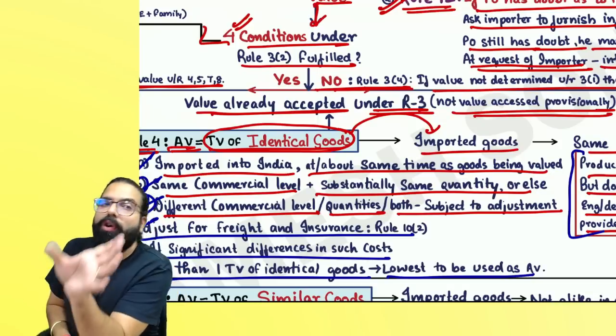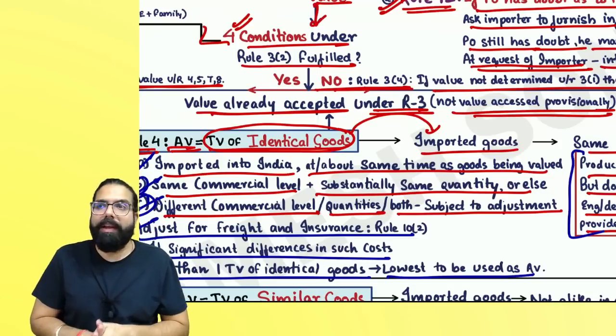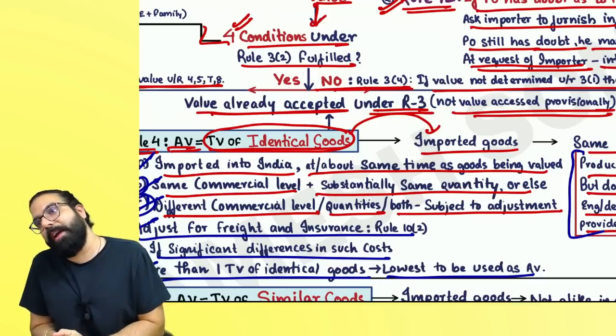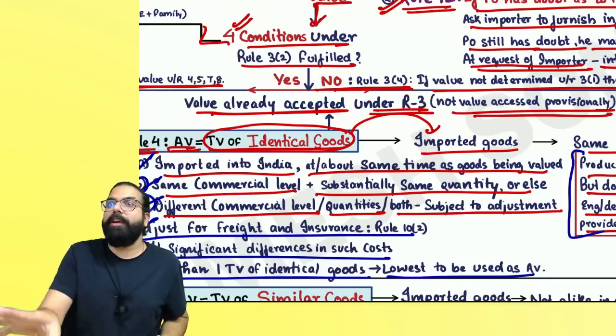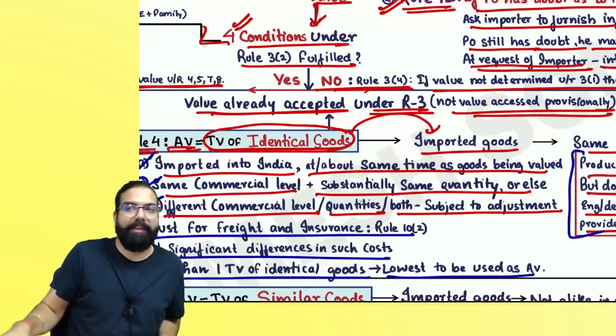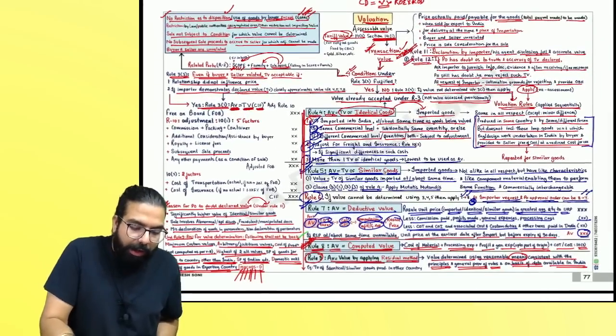Means the final values only he will go ahead and take. Are we clear? For which the assessable value was already accepted, that value he'll take. He'll not take those goods' value which was provisionally assessed. Are we clear everyone? Now listen to me very carefully.